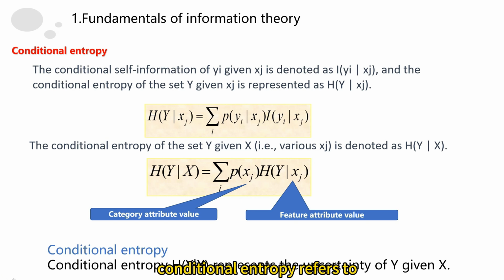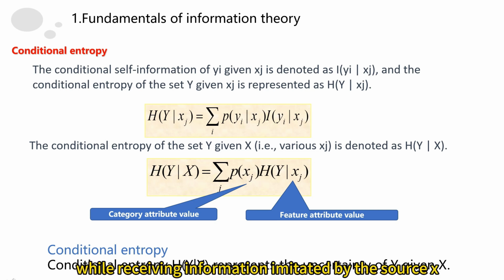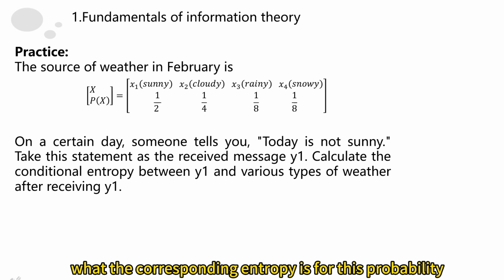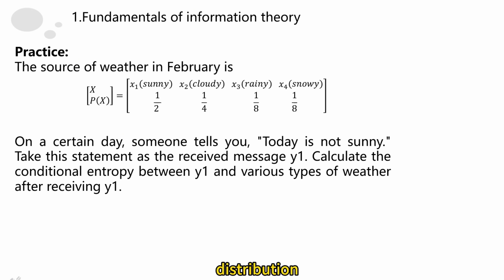Conditional entropy refers to the uncertainty that remains in the destination y while receiving information emitted by the source x. Here is a practice exercise to enhance your understanding and calculation of conditional entropy. Let's determine the corresponding entropy for this probability distribution.